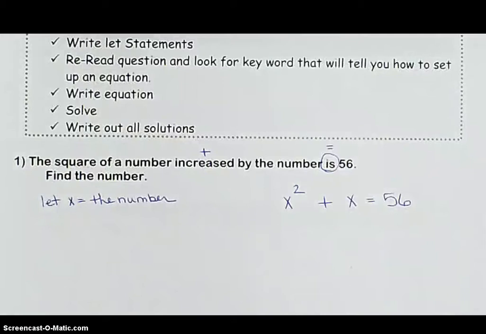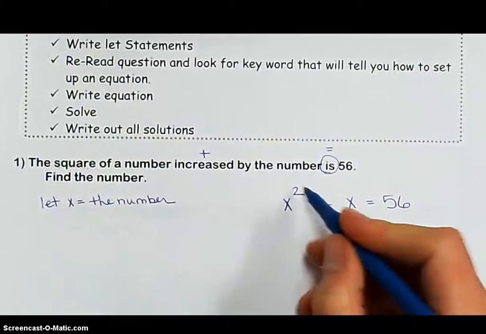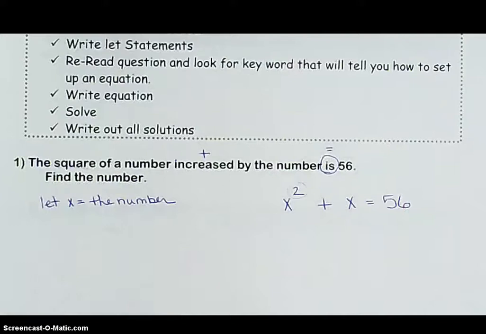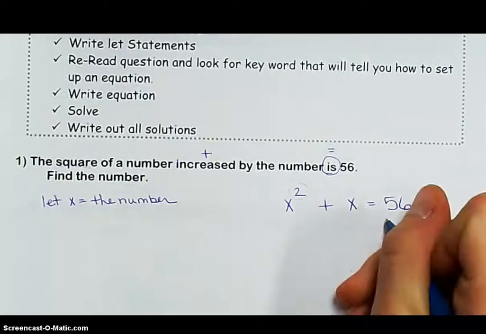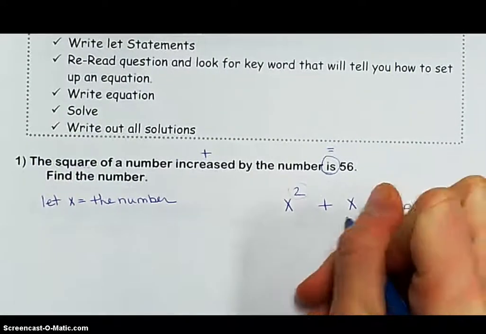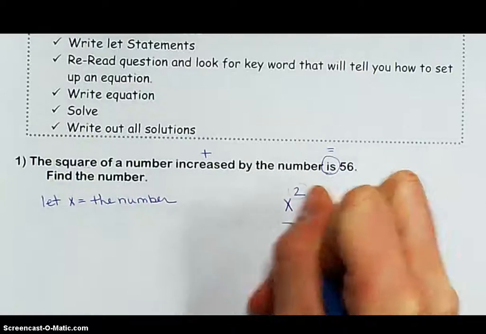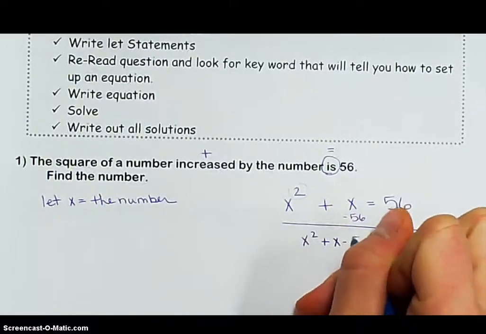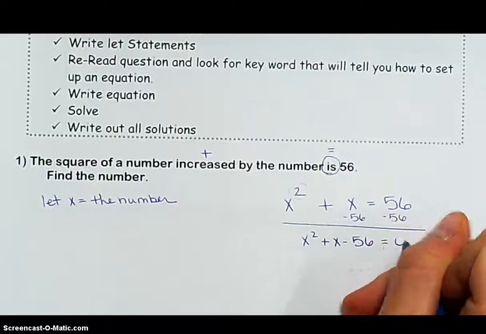So now we have to solve. Well, here I'm seeing x is squared. If x is squared, we have two answers. We have to set this equal to 0. So I'm going to transpose the 56 to the other side. We get x squared plus x minus 56 equals 0.